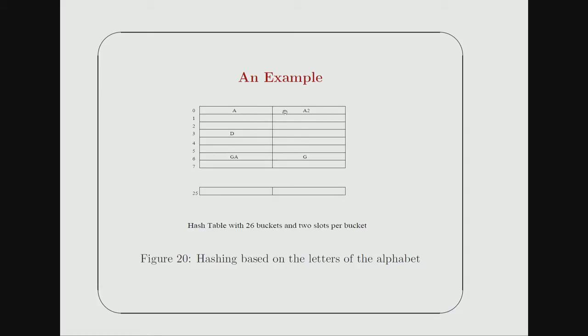And each bucket can host 2 identifiers. So here I have A and A2, and in D I have only one element. GA and G are 2 identifiers which are stored in the 6th slot, and then notice that there are a lot of empty slots. This is one thing about the hash table: you have the number of identifiers which are stored in a hash table, and the total size of the hash table. Notice that we only have 5 identifiers, but we have 26 times 2 slots. Therefore, the identifier density, the loading factor on this hash table, is very small.